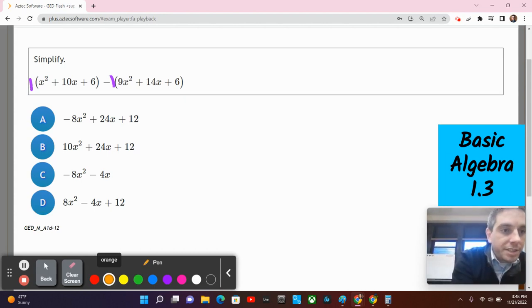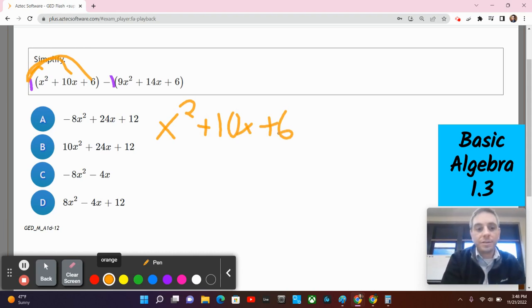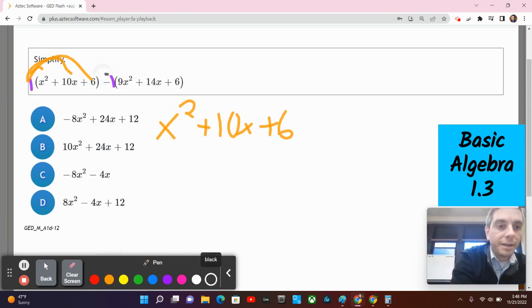Now in the first parentheses, when we do 1 times x to the second power, that's just going to be x to the second power. 1 times 10x is just 10x, and 1 times 6 is just 6. But it's in the second parentheses where we actually do negative 1. We have to include that minus sign in front of it.